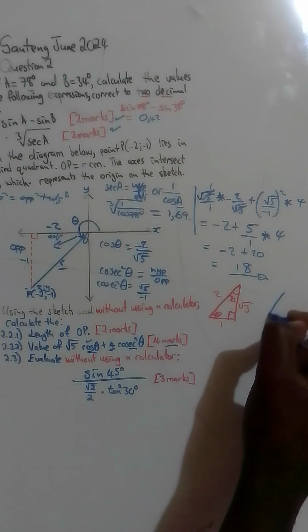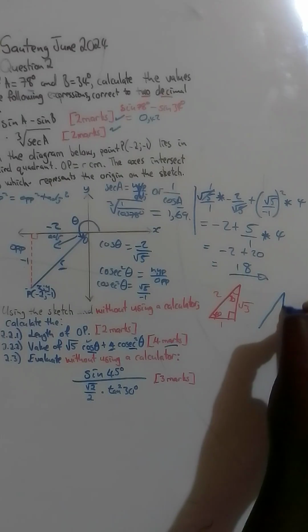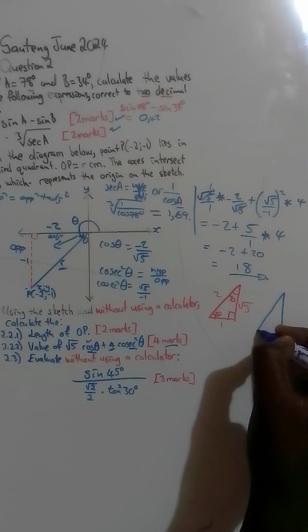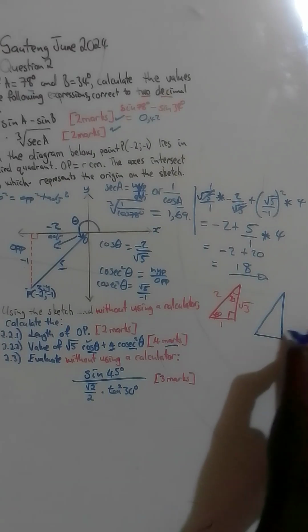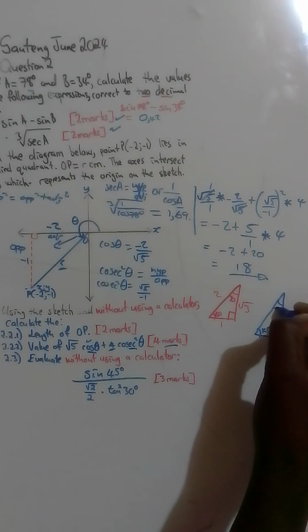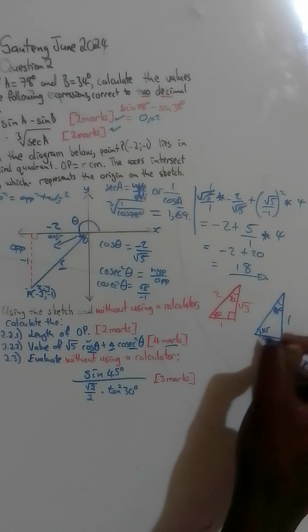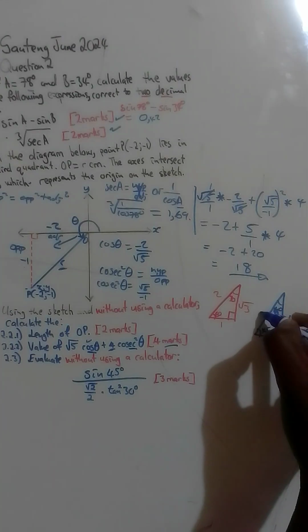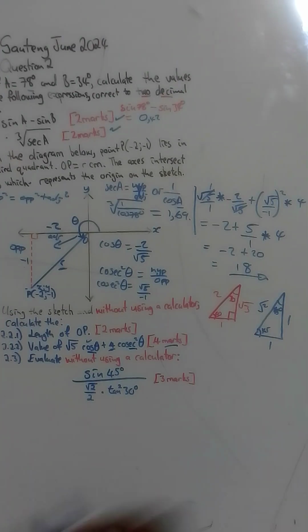Now we draw the isosceles. Isosceles is a triangle that has got 2 equal sides and 2 equal angles. And the equal sides are 1 and 1. And here we've got 45, there we've got 45, 2 equal angles. These are the angles which are equal. And the hypotenuse is square root of 2.